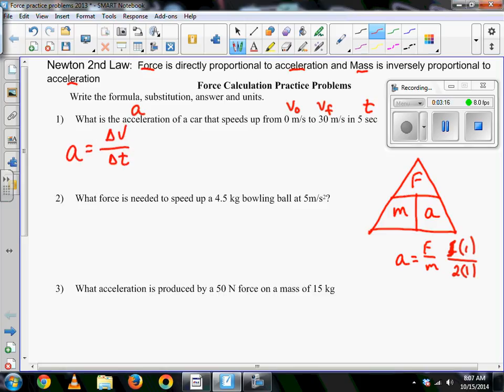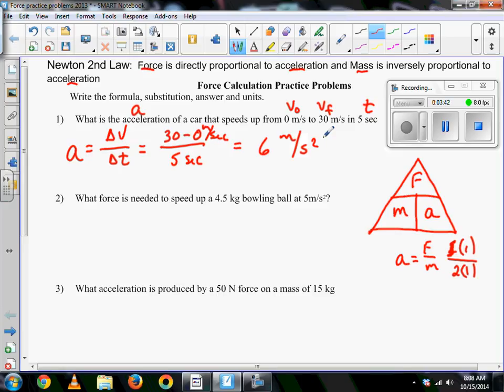So I'm going to take my final velocity, which was 30, subtract from it the original velocity, which is 0, and divide that by my change in time, which was 5 seconds. You get 30 divided by 5, which gives you 6. This is meters per second, and the units for acceleration are exactly right, meters per second squared. You guys are so sharp at 7 or 8 o'clock in the morning.